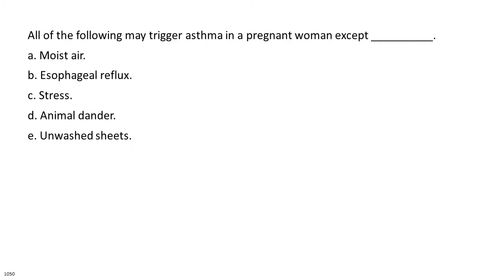All of the following may trigger asthma in a pregnant woman except: A. Moist hair. B. Esophageal reflux. C. Stress. D. Animal dander. E. Unwashed sheets.